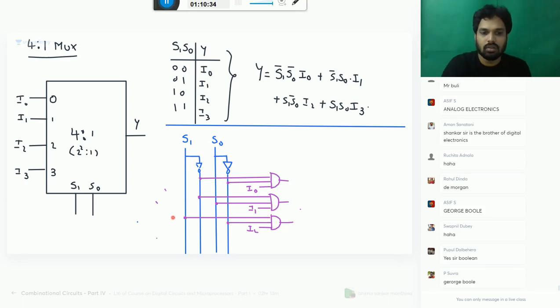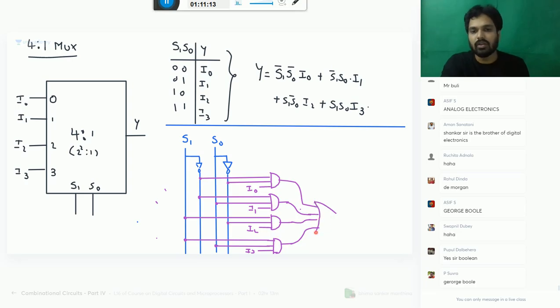Lastly, S1 S0 into I3. Sorry for this font size. Okay. Now you connect them to an OR gate. That will implement your 4x1 mux.